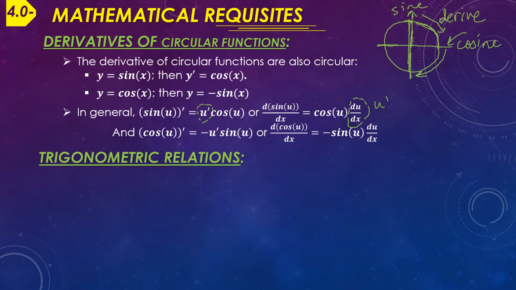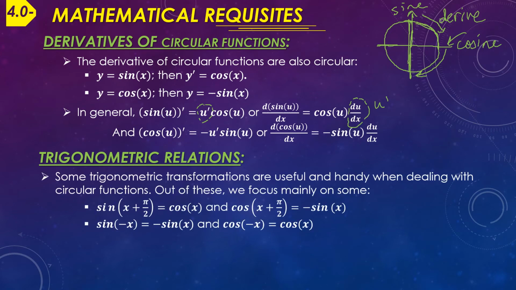Passing to the second idea, which is also a bit complicated: trigonometric relations. These are simply a set of relations that we learned whenever we need to deal with some trigonometric transformations. Some of these transformations are useful, especially when we are given a certain angle and we need to find some other angles related to it. For example, if you know sine and cosine of x, and you want to find sine of x plus pi over 2, we know that sine of x plus pi over 2 is cosine x. We know that cosine of x plus pi over 2 is minus sine x. Same thing for minus x.